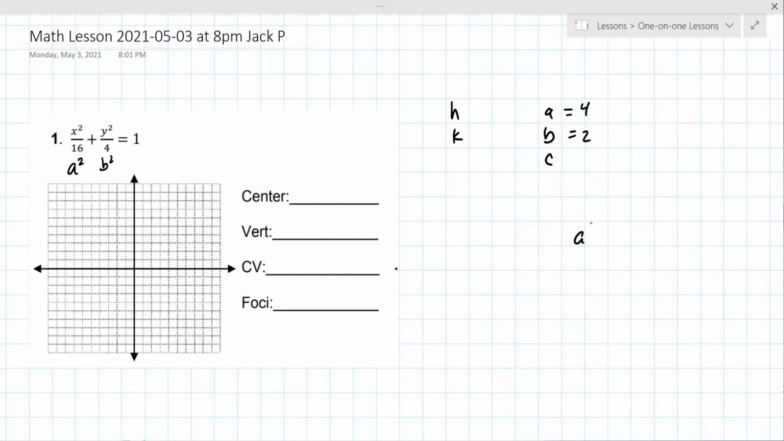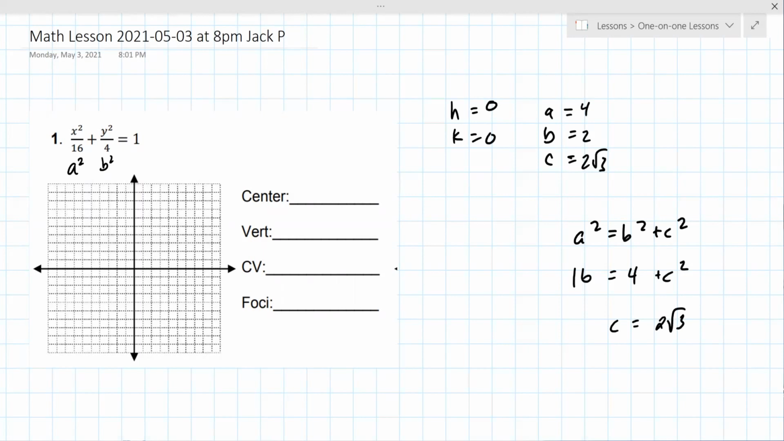And C is found by A squared equals B squared plus C squared. So A squared is 16, equals 4 plus C squared. So you solve for C. C equals 2 square root 3 when you're done with that. Your H is 0 and your K is 0 because there's nothing being added to each of these.